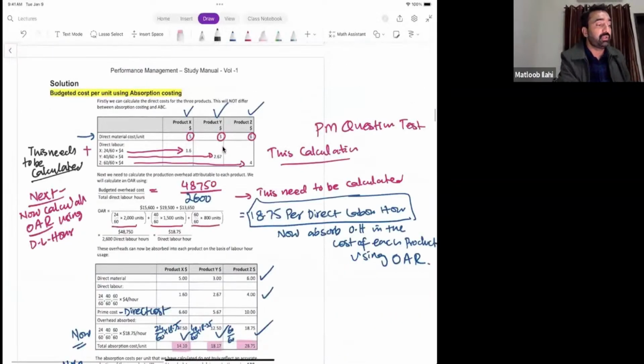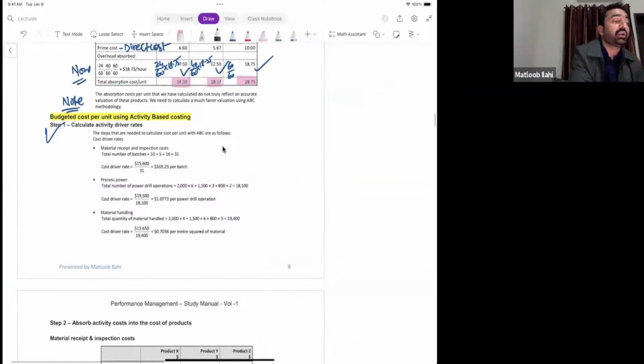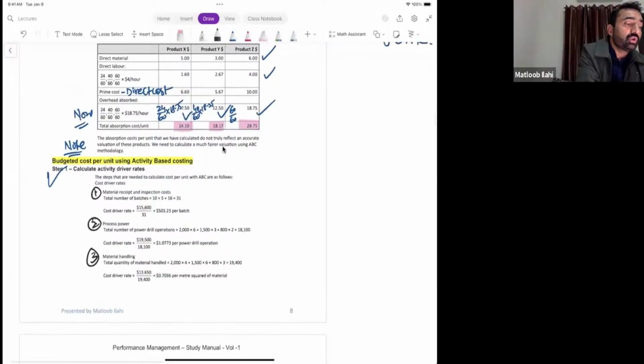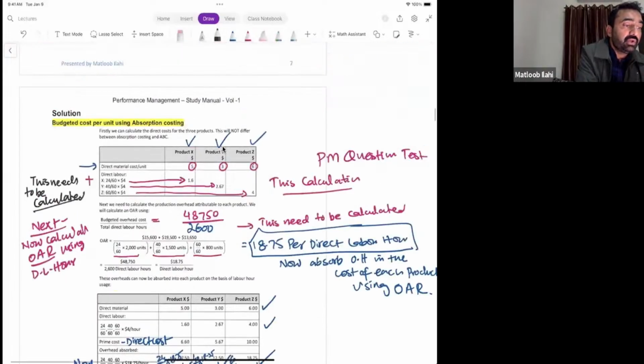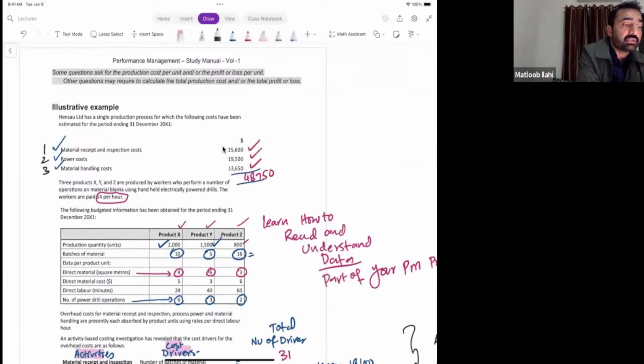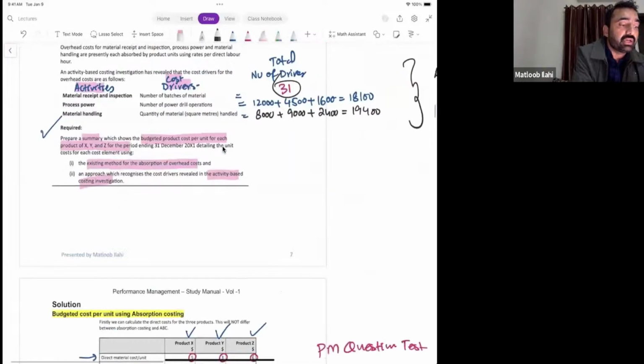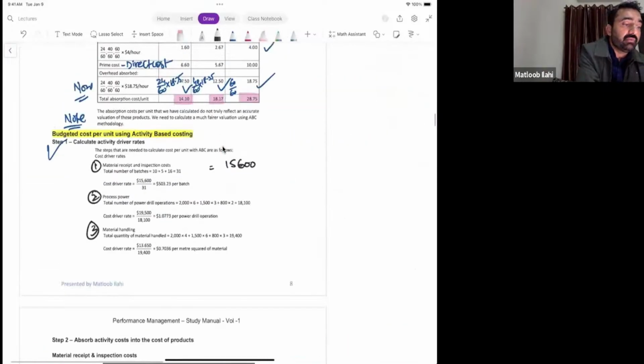So we can use this table now. Driver rates are here, for activity 1, activity 2, activity 3. For activity 1, material receipt and inspection, the total cost is 15,600. Here it is given 15,600, and its total number of drivers is 31. So 15,600 divided by 31 gives its driver rate.